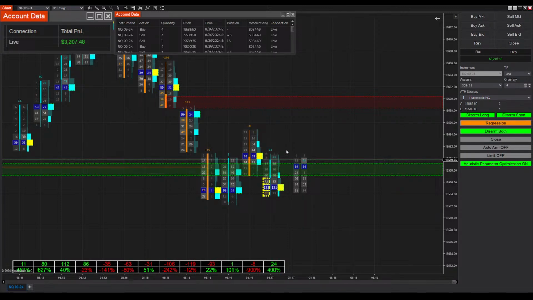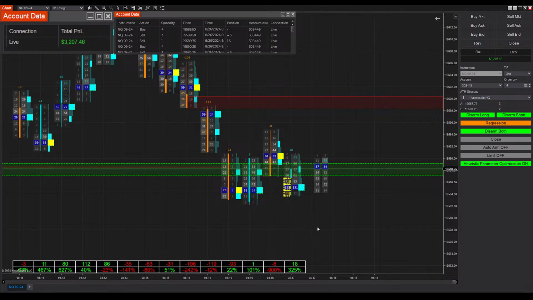Okay, you can see here that we've actually had some confluence around this zone here on this green level. We've swapped to regression to try and take advantage of that.